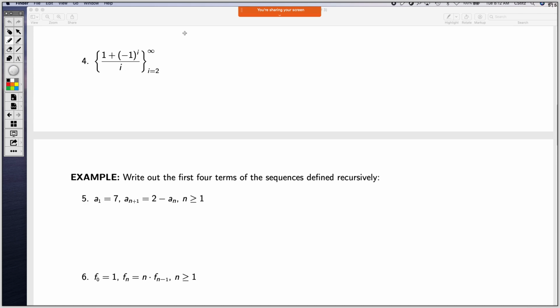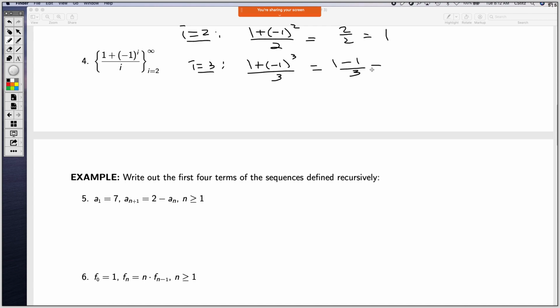So let's start off here with i equals 2. It would be 1 plus negative 1 squared over 2. Negative 1 squared is positive 1. Plus 1 is 2. 2 over 2 is 1. When i equals 3, we've got 1 plus negative 1 cubed over 3. So we got 1 minus 1 over 3. That's 0 over 3, which is 0. i equals 4. 1 plus negative 1 to the 4th over 4. Negative 1 to the 4th is a positive 1.